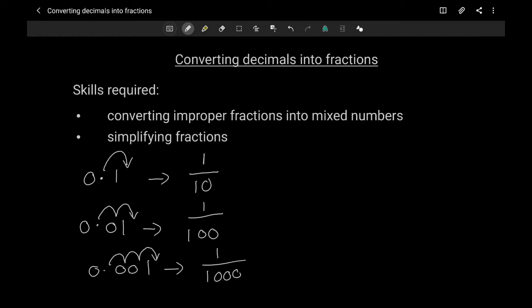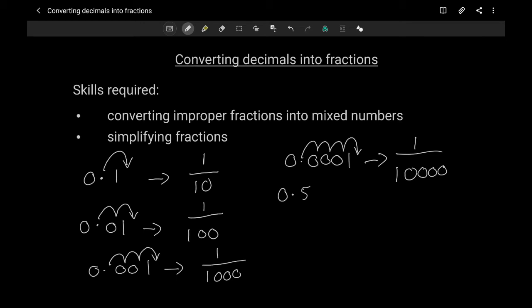So let's try it with another example, 0.0001. So what does that look like as a fraction? How many steps do we move the decimal point? 1, 2, 3, 4. So the numerator is 1 and the denominator is 1 with 4 zeros at the end, or 10,000.